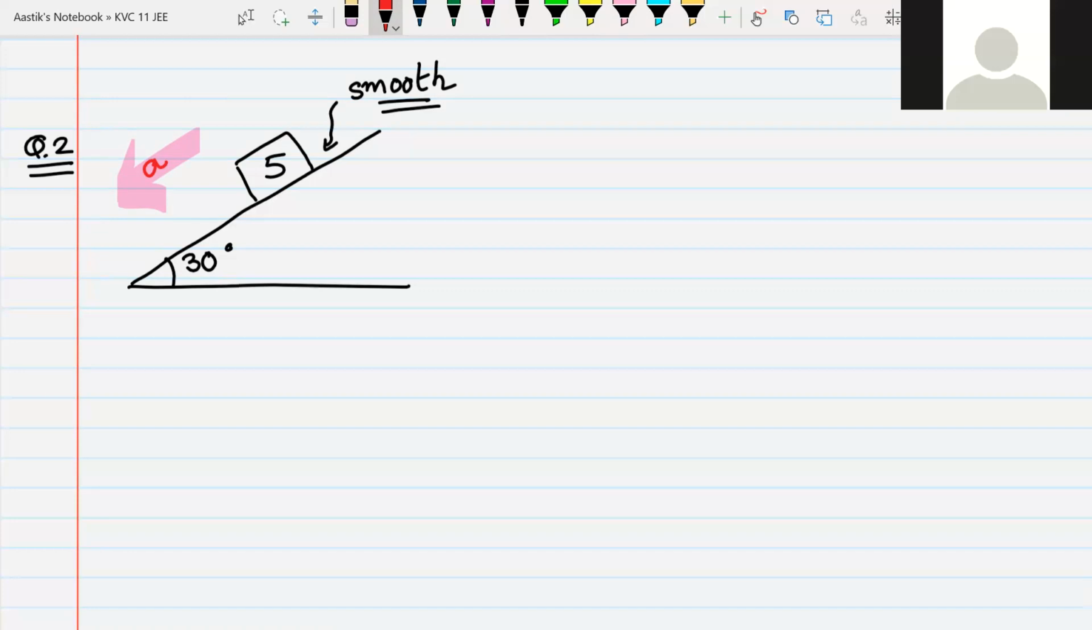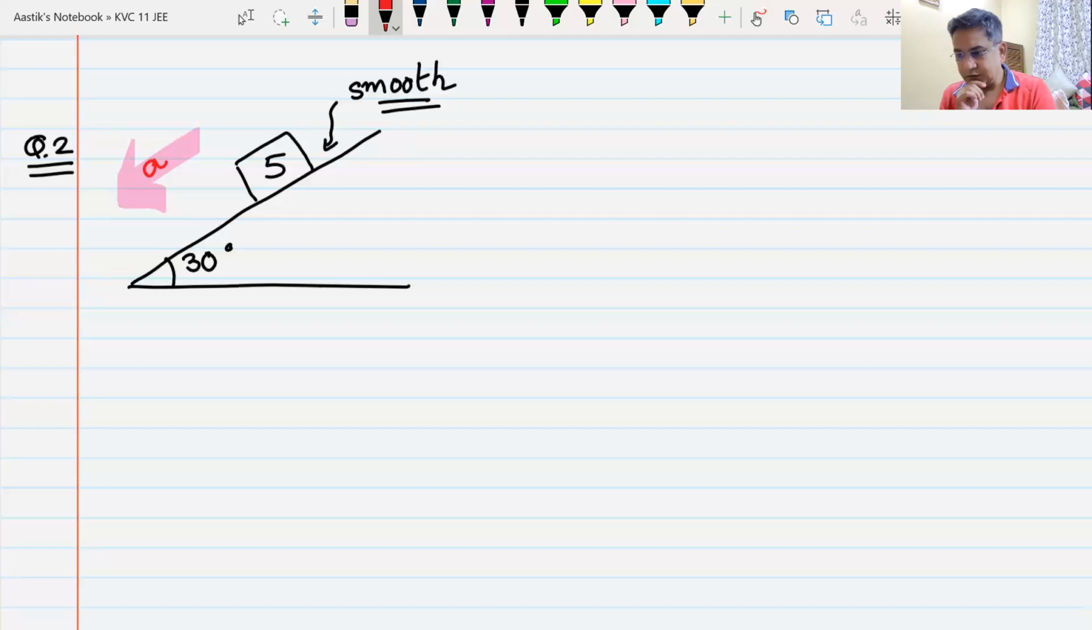Sir, 5 meter per second square. Sir, meter per second square. Okay. Anyone else with any other answer? Good. How did you get it? Everyone got it? Let me give everyone a chance to get the answer.